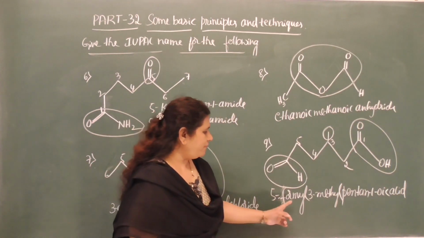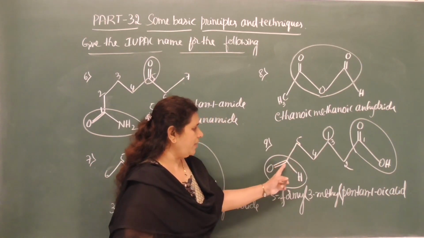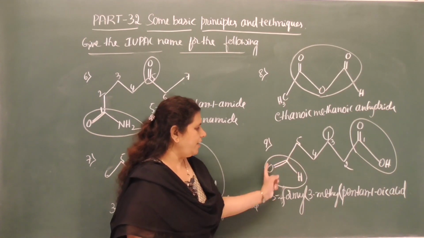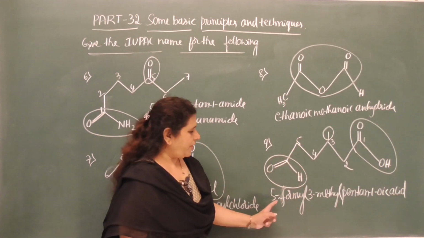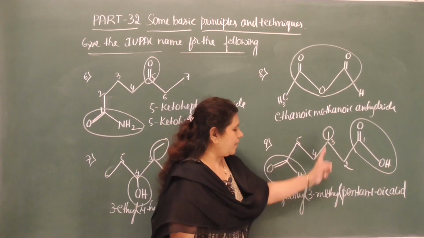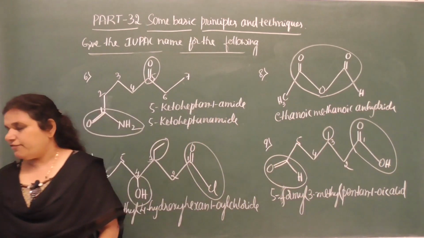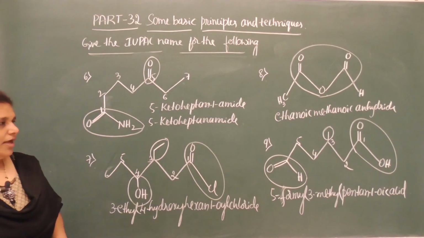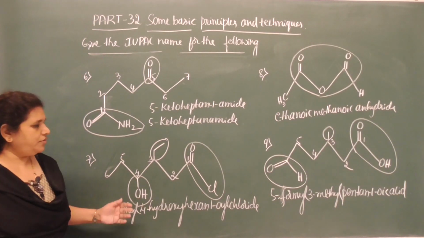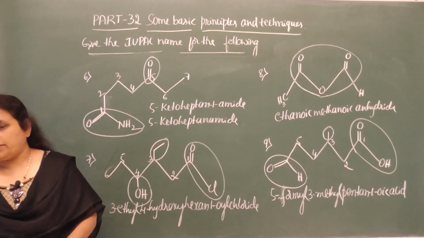So 5-formyl. The aldehyde group is attached to the 5th carbon. 5-formyl, 3-methyl pentanoic acid is the IUPAC name of this bond line formula. Okay, so note down this and move on to the next.